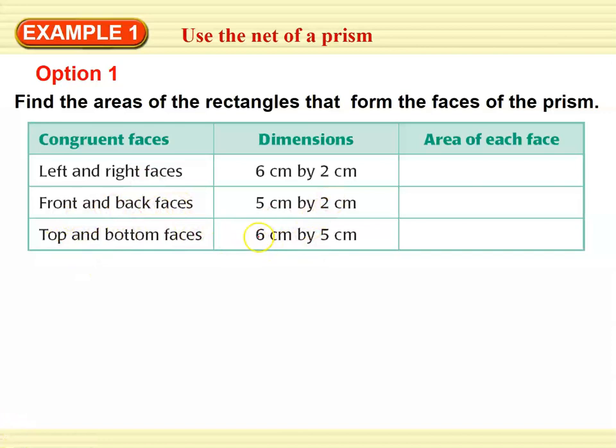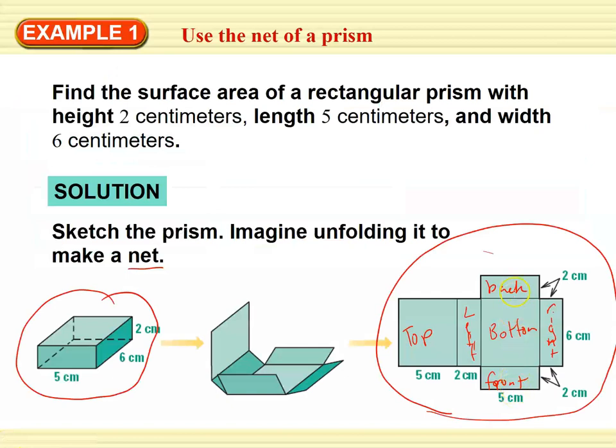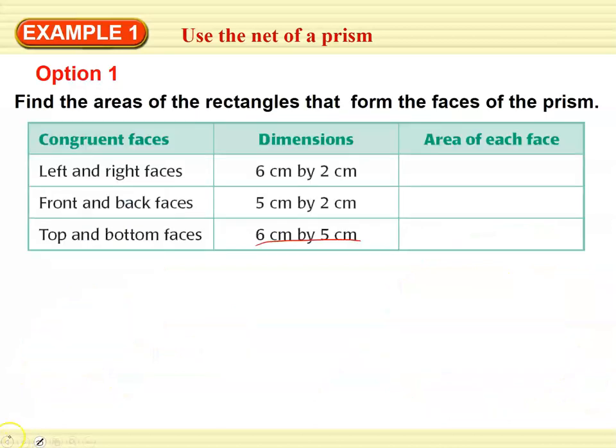Here, as you can see, the top and the bottom is 5 by 6. The front and the back is going to be 5 by 2. Just remember it was 2 centimeters high, and it's 5 centimeters this way. And then the left and the right is 2 by 6. So looking at that, you can see the left and the right is 2 by 6. The front and the back are 5 by 2. So those are all rectangles.